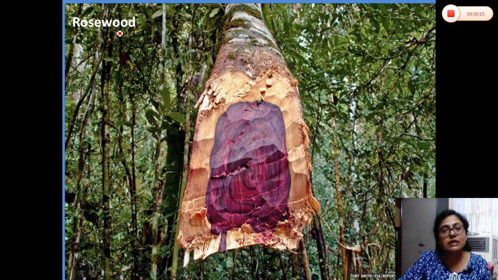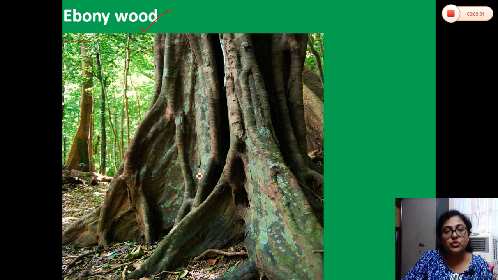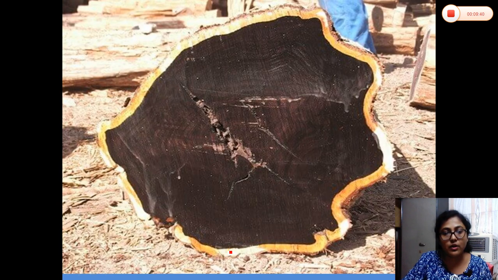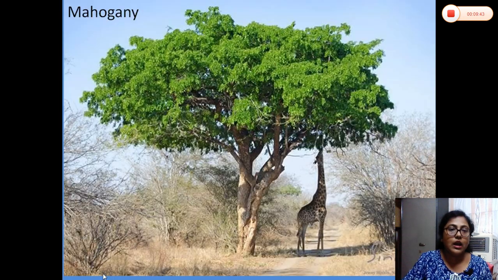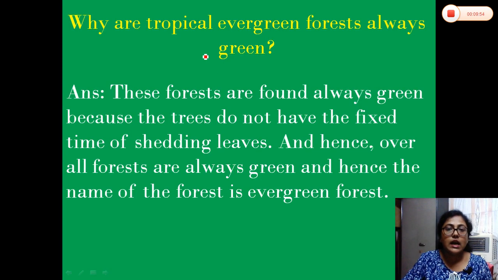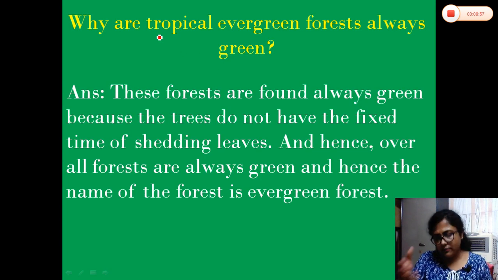Now, which are the different trees found here? This is called rosewood. Rosewood is very important for making different expensive furniture. This is ebony wood. Ebony wood is also valuable wood, and it is also used to make different valuable furniture. See the color of the ebony wood. This is mahogany. Mahogany also is used to make furniture, railway sleepers, railway tracks, etc. Then there are many other trees also found, like cinchona. You know, cinchona has medicinal value.